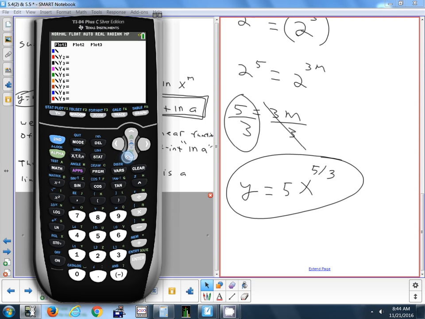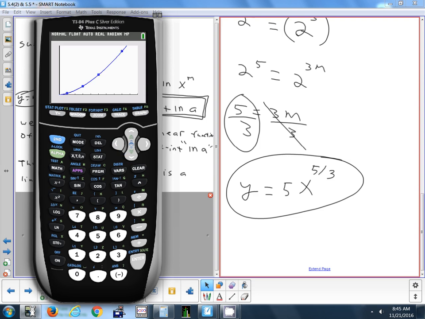Now I'm going to type in that equation. Y equals 5x raised to the 5/3. 5x to the 5/3, and let's see how good that line goes through them. And it's going to go through pretty good. So we found a curve that goes right through those points. Any questions on how we did that?